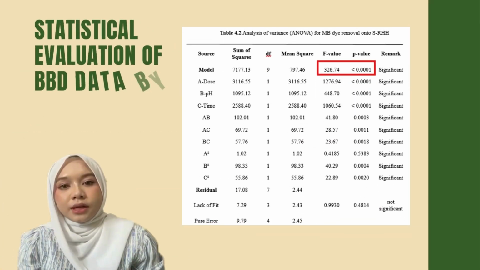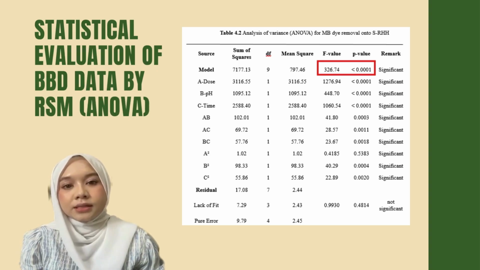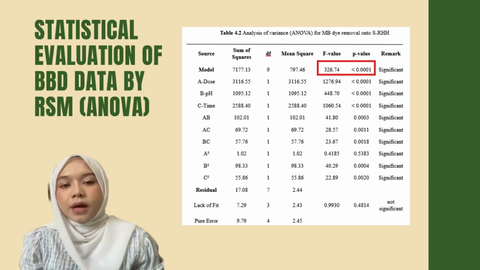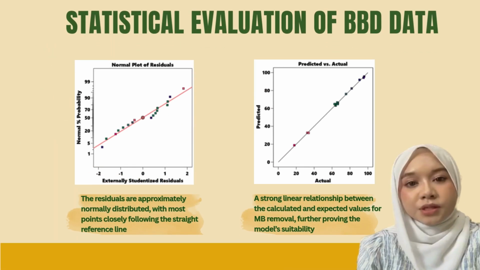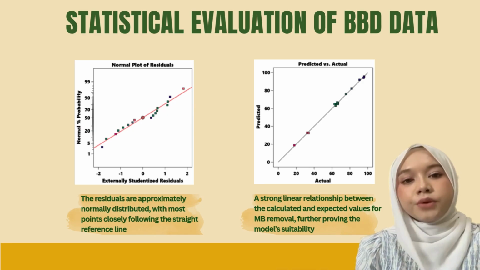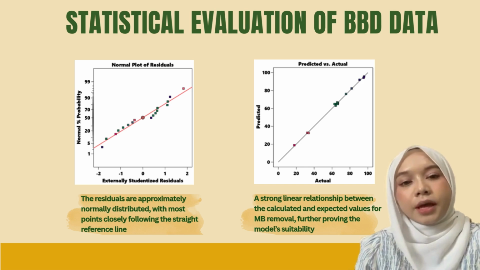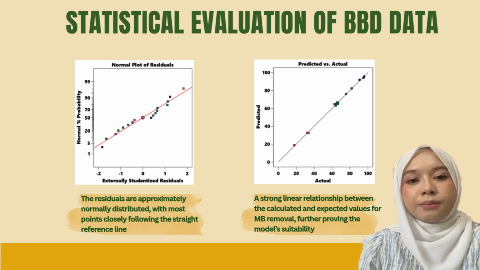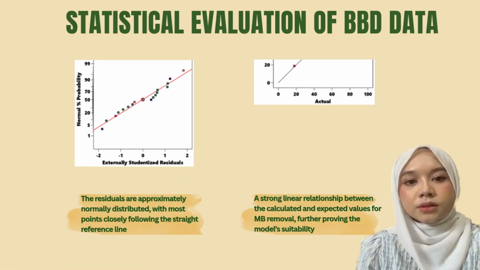Meanwhile, statistical evaluation using ANOVA shows that the Box-Behnken model is statistically significant with a high F value and a p-value of less than 0.0001, showing that the model is reliable for predicting methylene blue removal. Model adequacy was further evaluated using residual and predicted plots. The residuals are approximately normally distributed and closely follow the reference line. Meanwhile, a strong linear relationship between the predicted and actual values confirms the suitability of the model.